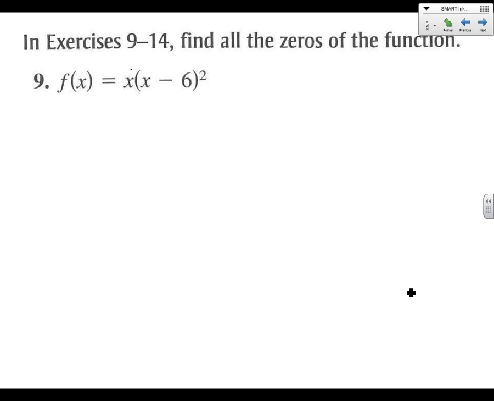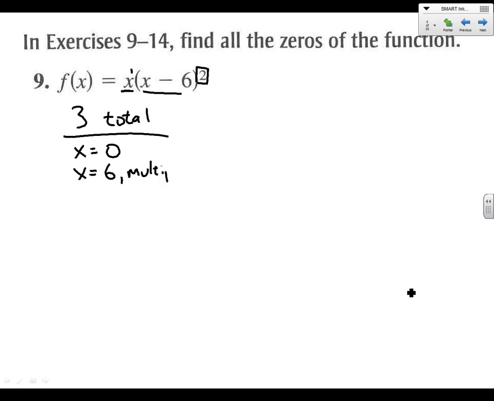Alright, I see x to the first and x to the second, so I'm looking for 3 zeros total. I see from right here that x is going to equal 0. That's one of my answers. I see from in here that x is going to equal 6, and it's going to be a double, multiplicity of 2. Alright? So that's all the zeros of this function. It only looks like there's 2, but remember that 6 counts twice.